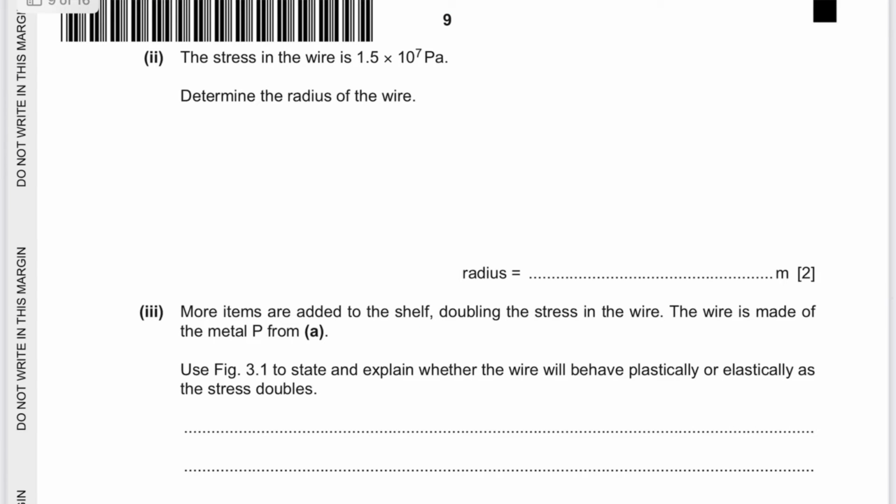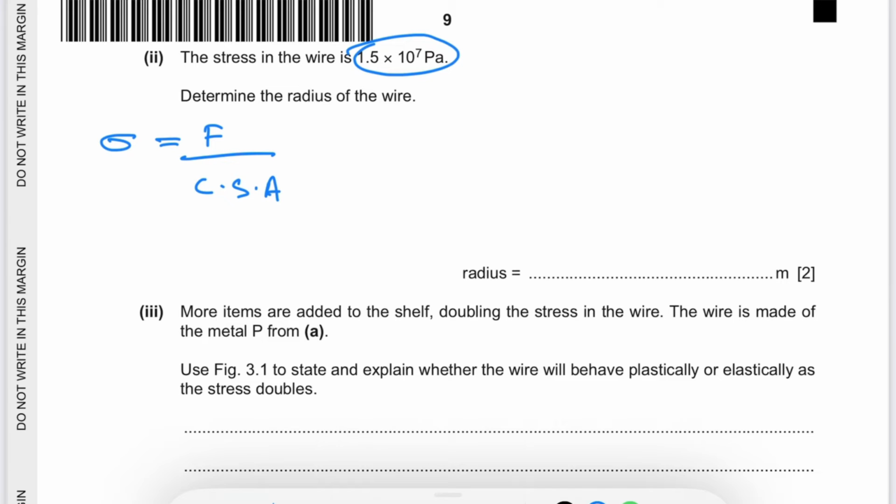The stress in the wire is 1.5 times 10 raised to 7 Pascal. Determine the radius of the wire. So stress is equal to force divided by cross-sectional area. The force or the tension that we just found in the wire is 46 newtons. The shape of the cross-sectional area for a wire is circular. That means the formula for this would be pi r squared.